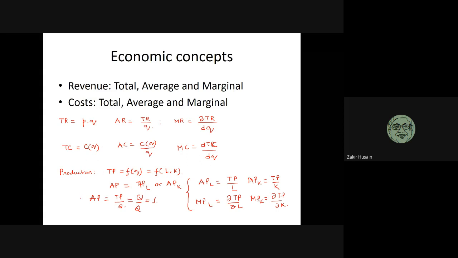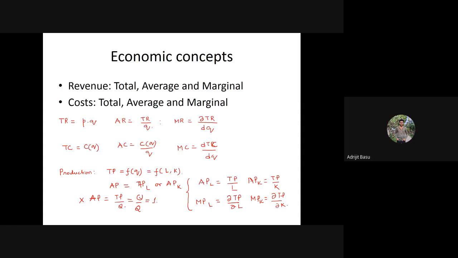So when you are defining total cost or total revenue, then you can say that average revenue or average cost is total revenue by output. But in case of production, you have to say total product or output by either labor or by capital. Sir, can you show the last page once? So this is wrong.